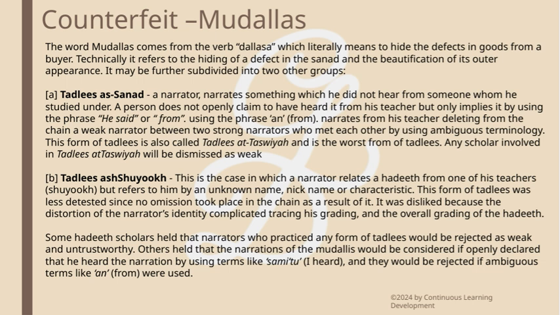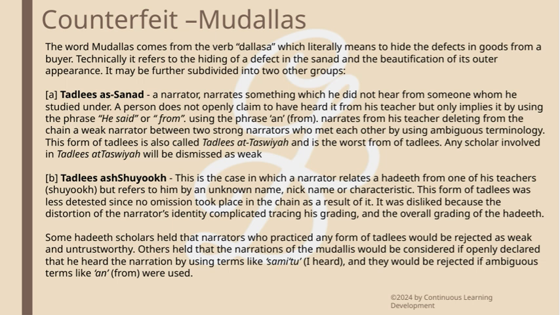Here, the narrator reports a hadith from a teacher, but refers to him by a nickname, an unknown name, or a characteristic, rather than his actual name. This form is viewed as less severe because no actual omission occurs in the chain, but it still causes difficulty because it makes it harder to trace the narrator's credibility and assess the overall authenticity of the hadith.